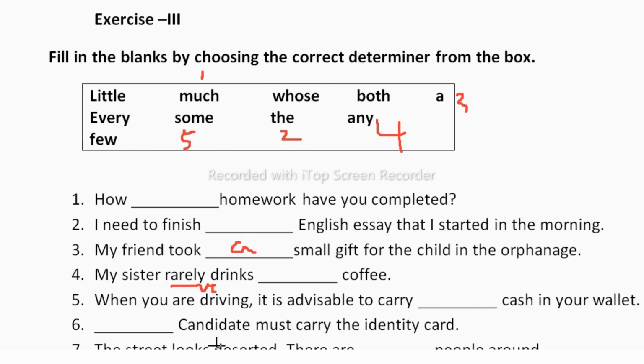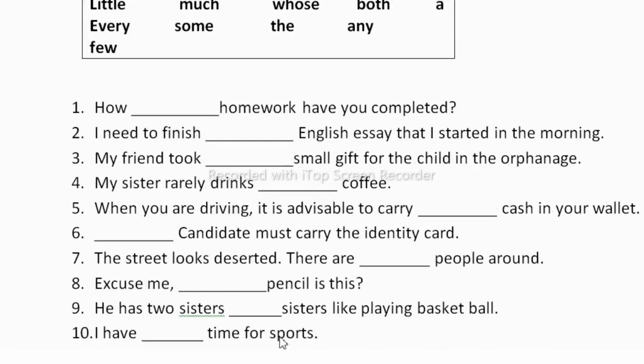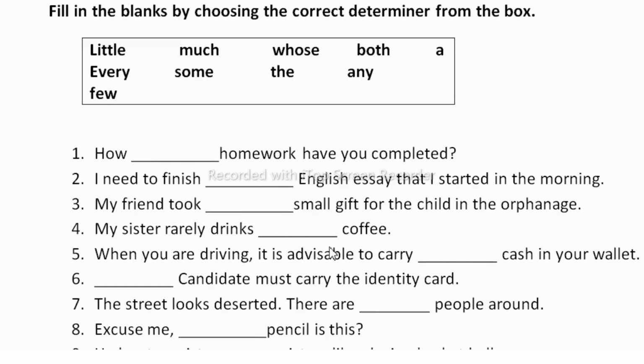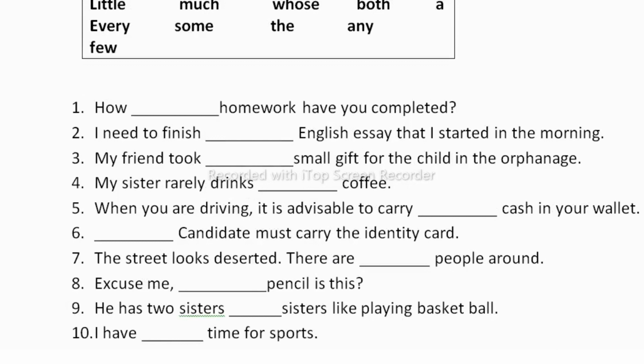Now let's do the next one, that is the sixth one. Dash candidate must carry the identity card. Which candidate? Every candidate. So here you have to use this one, sixth one, every candidate. Now next one, the street looks deserted, there are dash people around. When the street looks deserted, there is no one there. So few is used with the countable, and there is no one there, which is negative. So this is your seventh answer, few.